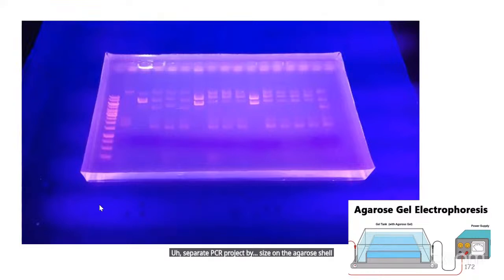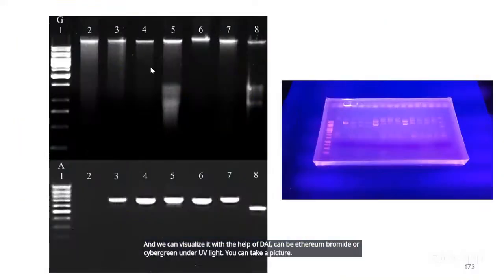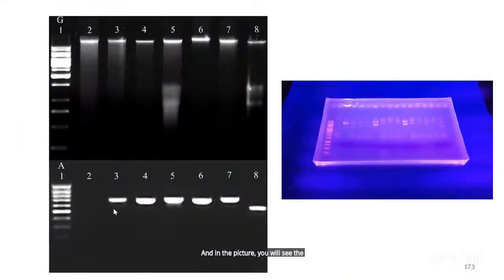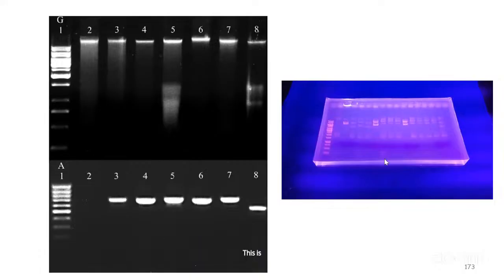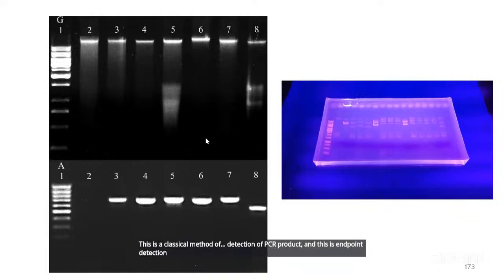We add the DNA here, then we apply the current, and the DNA is separated on the basis of its size. And we can visualize it with the help of dye, which can be ethidium bromide or SYBR Green under UV light. You can take a picture, and in the picture you will see the band. The positive sample will give you a band of the size which you would already know. This is a classical method of detection of PCR product, and this is end point detection, because you are detecting the PCR product at the end of the test.